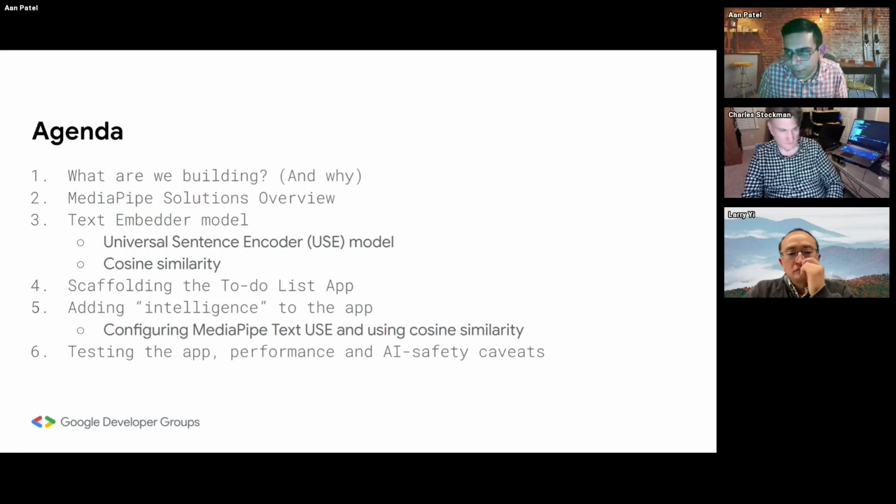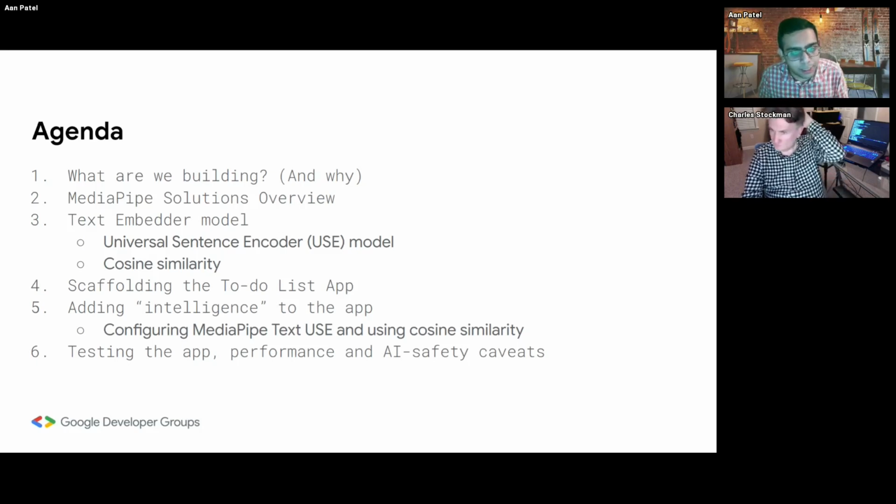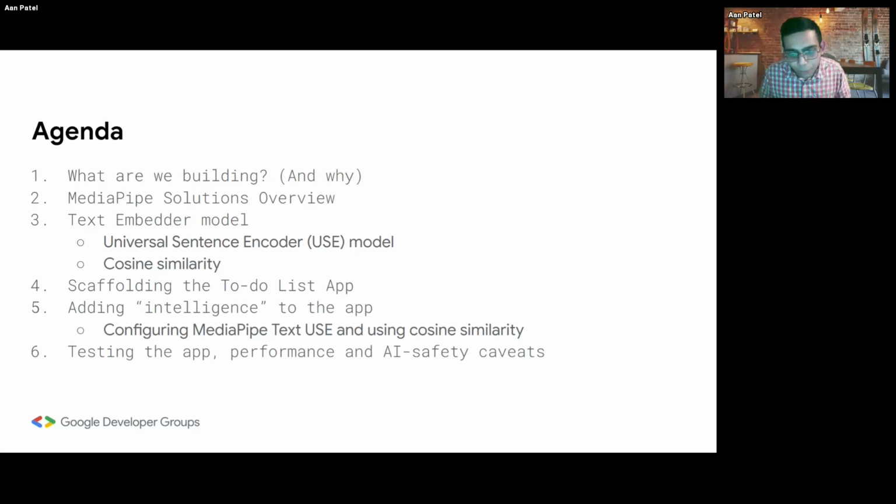And then we'll go over the source code of the smart to-do list app that we're going to be building. We'll see how it was scaffolded, how you can add that smart intelligence bit into it, how you can configure MediaPipe text solution and the sentence encoder model into the React application, and utilize cosine similarity to build out that feature. And finally, we'll test out the app, and there are some performance and AI safety caveats, and it's probably going to be an open discussion. So we'll chat about it after we look at what we have built.